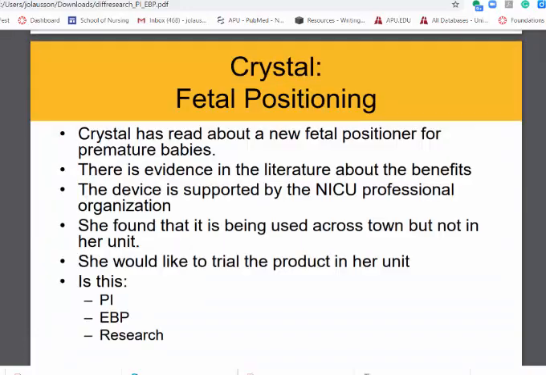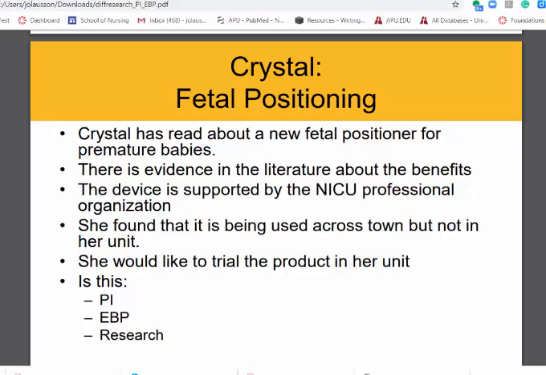So let's look at a few examples here. So this one is about Crystal wondering about fetal positioning at her hospital. So Crystal has read about a new fetal positioner for premature babies. There is evidence in the literature about the benefits. The device is supported by the professional NICU organization. She found it is being used across town, but not in her unit. She would like to trial the product in her unit.